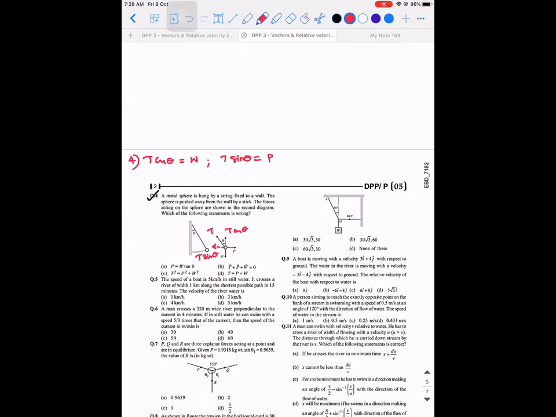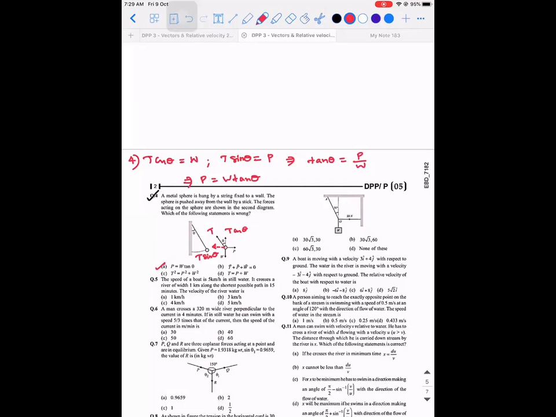Which implies, if I have to eliminate T, then we will divide both. Tan theta is equal to P divided by W, which implies P is equal to W tan theta. Is there an option like this? So P is equal to W tan theta is right. Okay. Let's look at the other options.